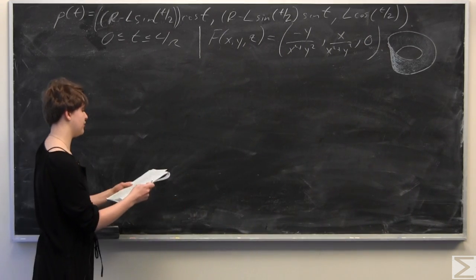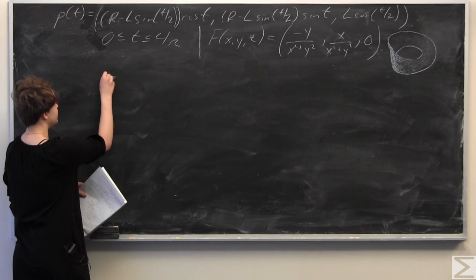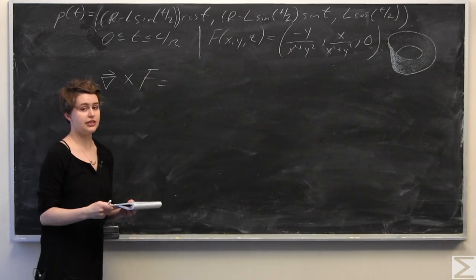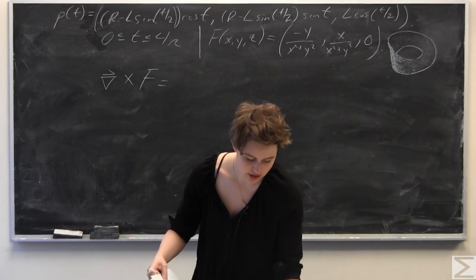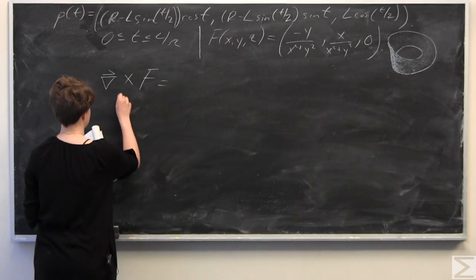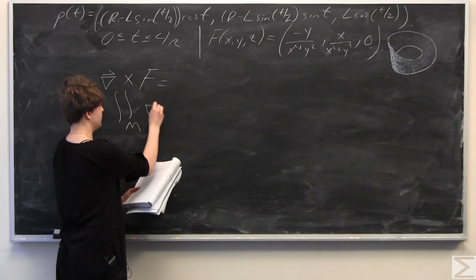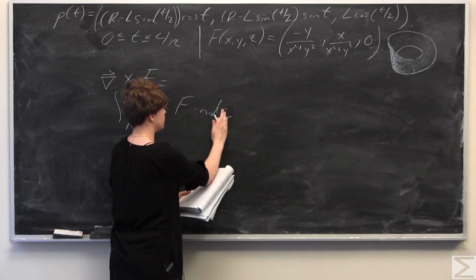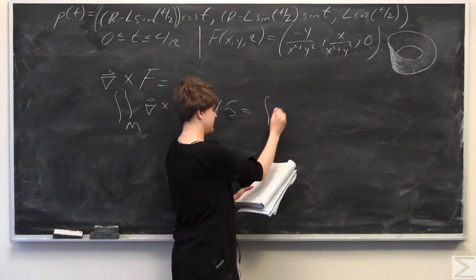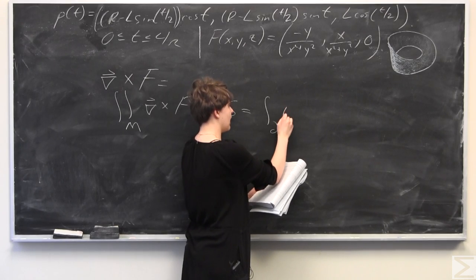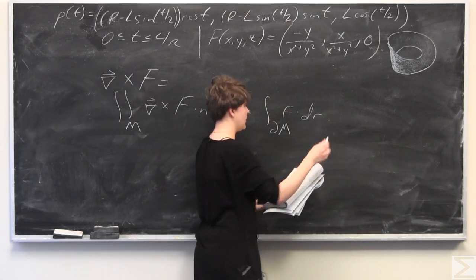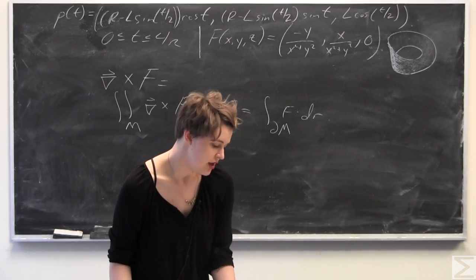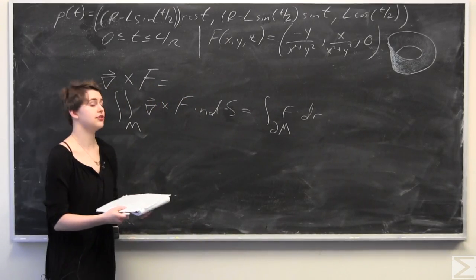The part that I'm not going to go through fully is calculating gradient cross f. We cross the gradient with f because we're looking for the flux integral over M of gradient cross f dotted with n dS. This has to be equal, by Stokes' theorem, to the line integral of f dot dr over the boundary. If we do the calculation, which is in the transcription, the calculation of the flux integral is going to give us 0.